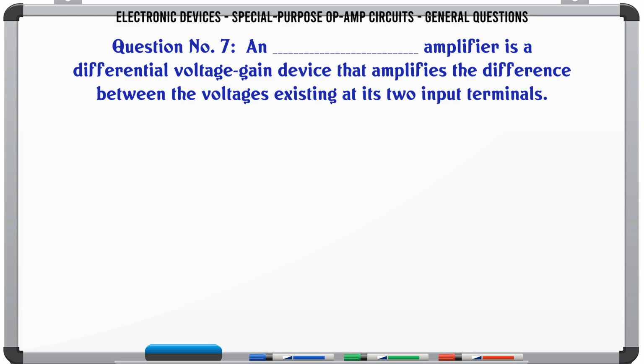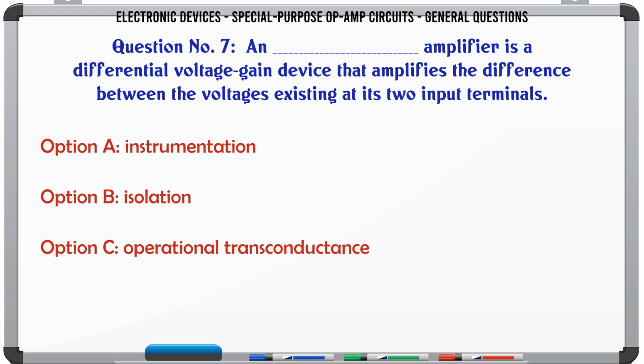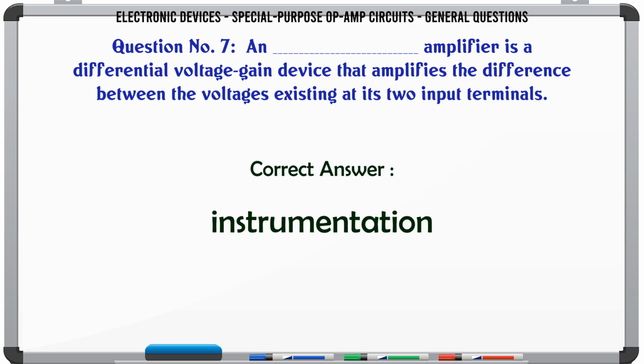An amplifier is a differential voltage gain device that amplifies the difference between the voltages existing at its two input terminals: A. Instrumentation, B. Isolation, C. Operational transconductance, D. Log. The correct answer is instrumentation.